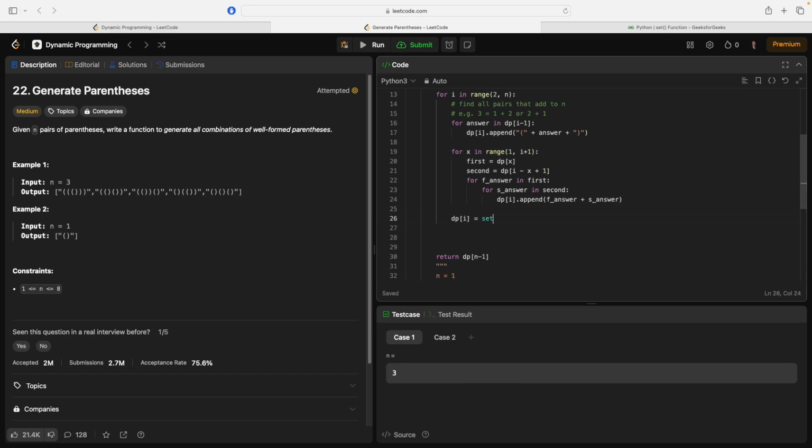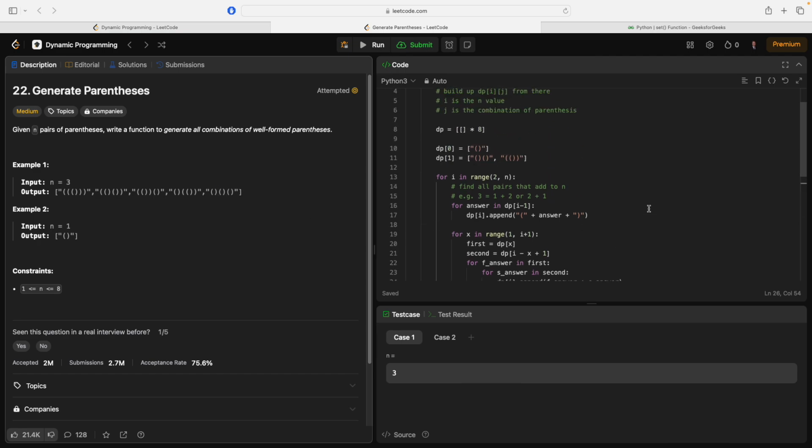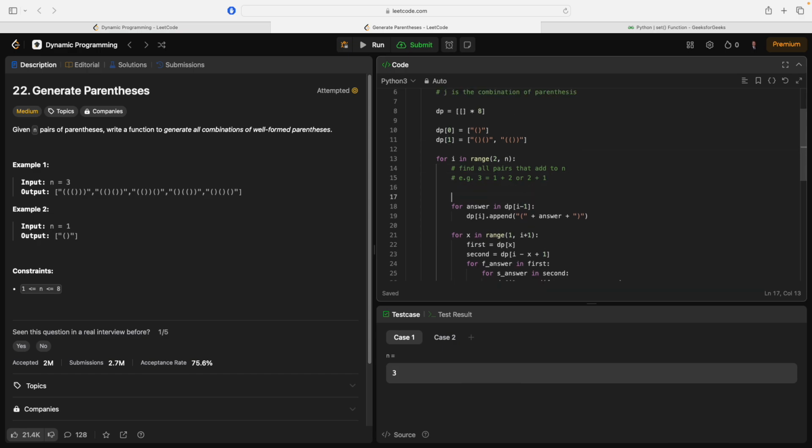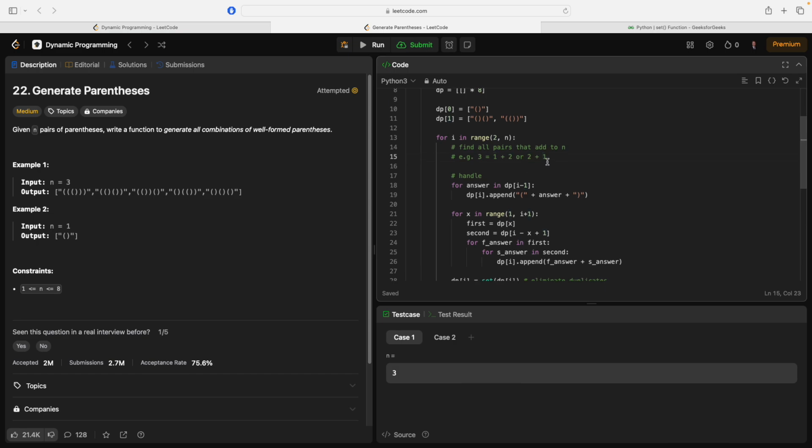DP[i] equals set DP[i]. Okay? Eliminate duplicates, because there will be some duplicates. For example, this is n1 plus n2, but it's also n2 plus n1. Okay, let's comment this out. Find all pairs that add up to n. For example, 3 is 1 plus 2 or 2 plus 1.